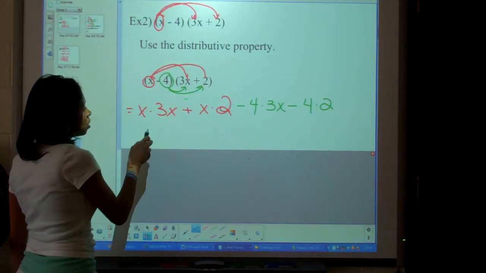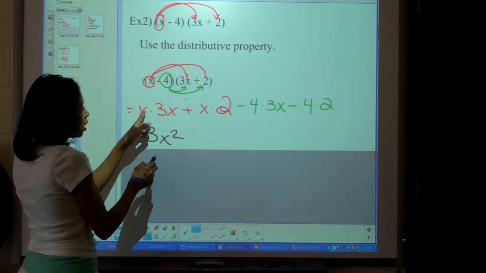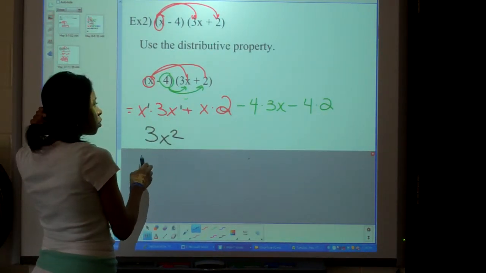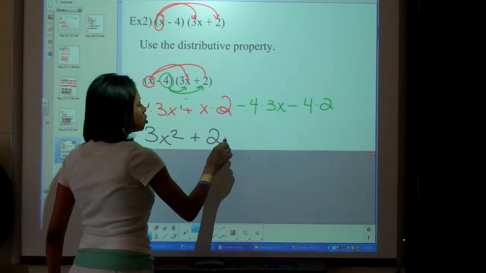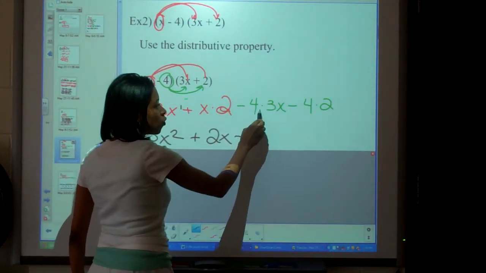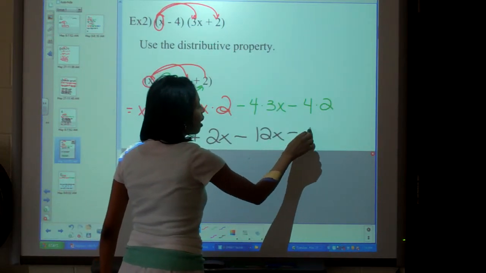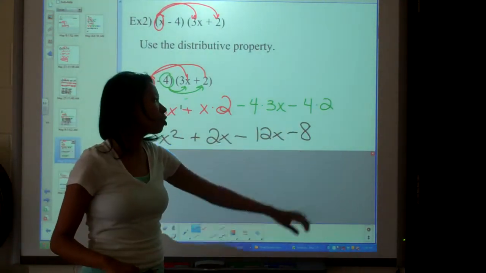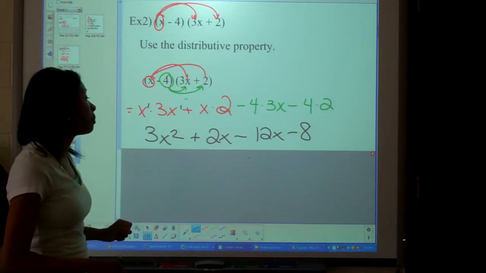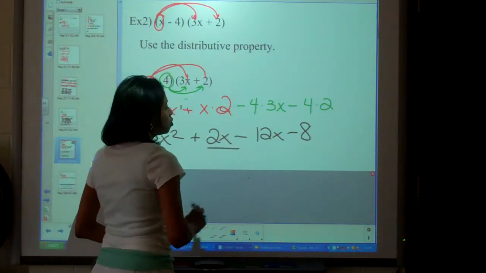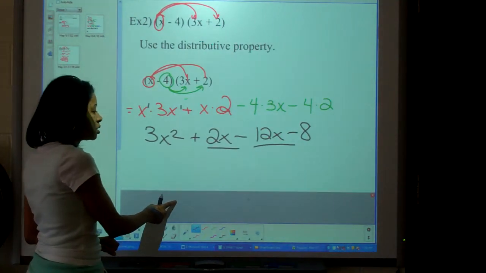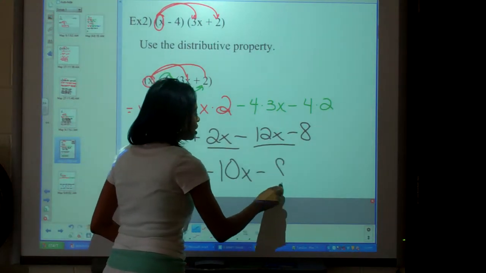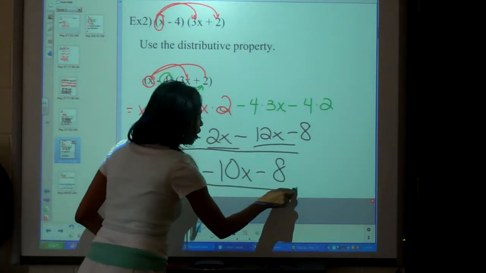x times 3x is going to be 3x squared. Remember, because we're multiplying the same base, we add their exponents. So it would be 3x squared plus x times 2 is 2x. Minus is brought down. 4 times 3x is minus 12x. Minus 8. We look to make sure all like terms have been combined. We have 2x and then a minus 12x, which should be a minus 10x. So this will be 3x squared minus 10x minus 8. And this is our final answer.